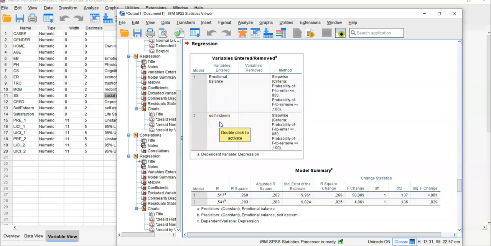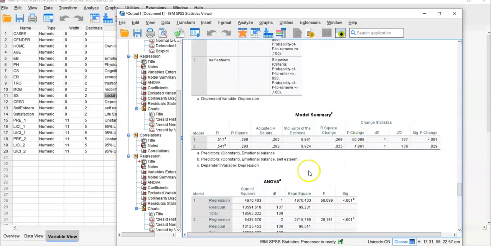They explain the variances about depression. So here you can see that emotional balance was entered first because this is higher than the other. So the emotional balance is the strongest factor about the depression. And the second model, you can see model two, the predictors are the emotional balance and the self-esteem.